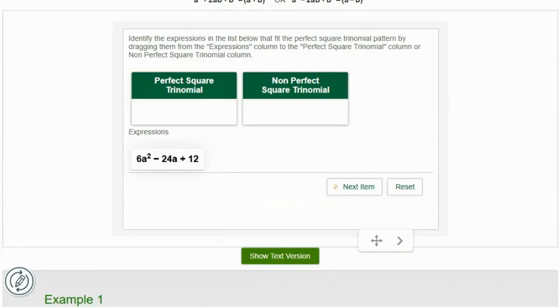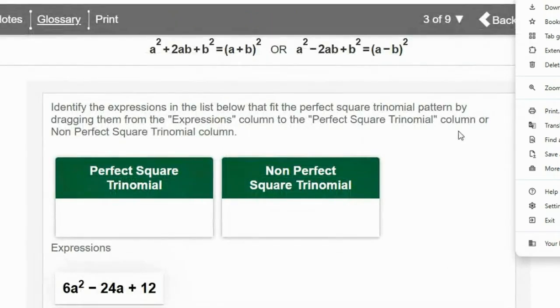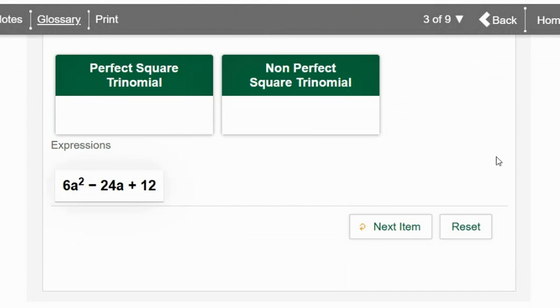So let's see if we're as good at this as we were with the difference of squares. Which of these are perfect square trinomials? Yes or no? All right. This is a little trickier because you've got a coefficient up here, so you'd have to take the square root of that. The first one they throw at us is 6a squared minus 24a plus 12.